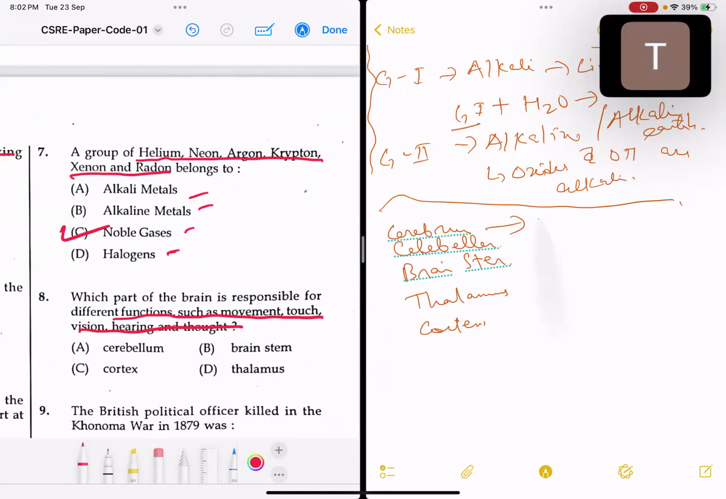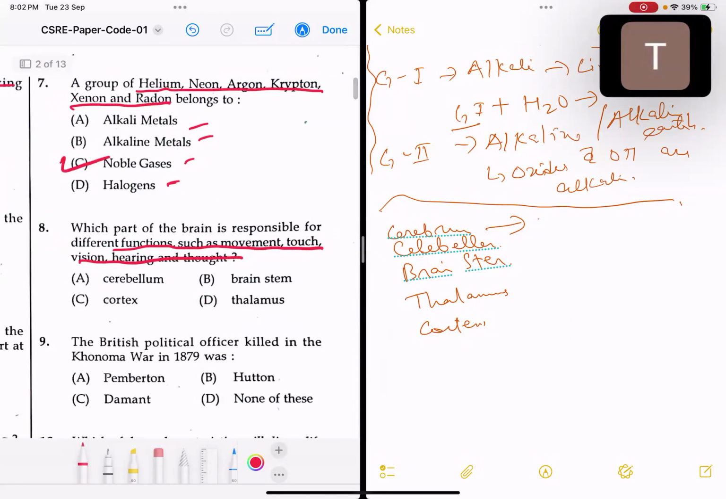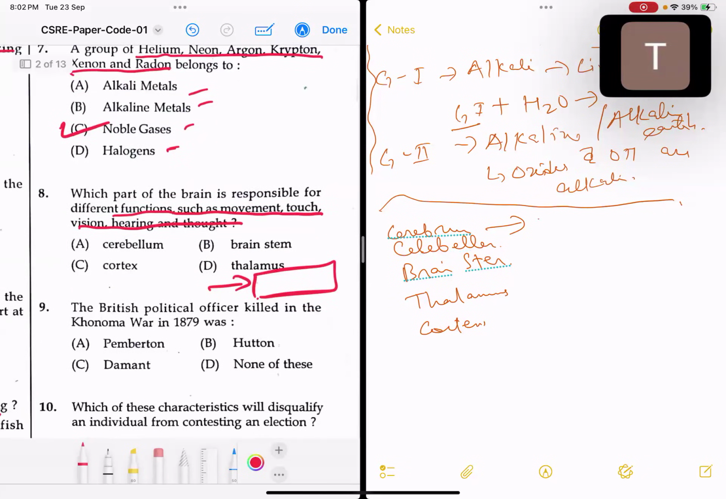This is supposed to be the correct answer, but cerebrum is not an option given in the 4 options. So I'm not sure what the board went with as the answer, okay? But actually, all this responsibility of movement, touch, vision, hearing, and thought is being performed by the cerebrum, okay?